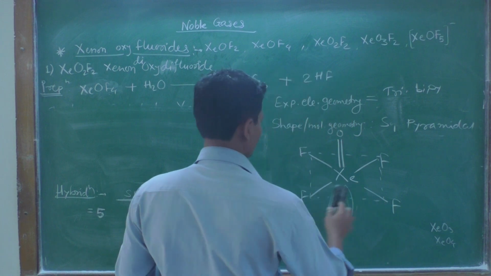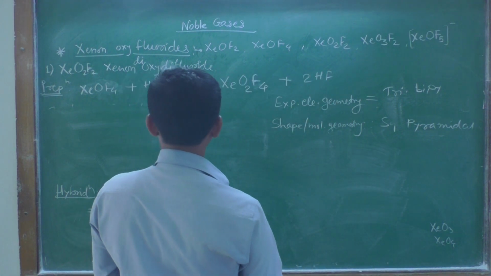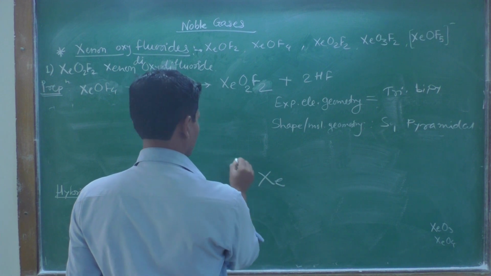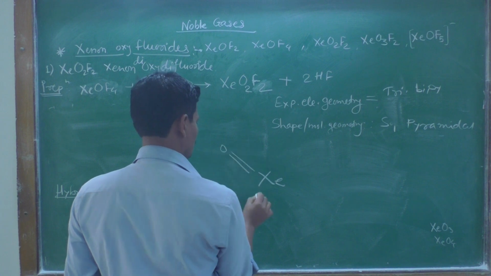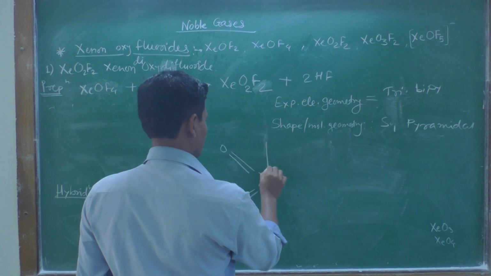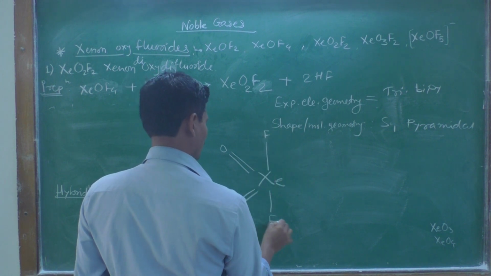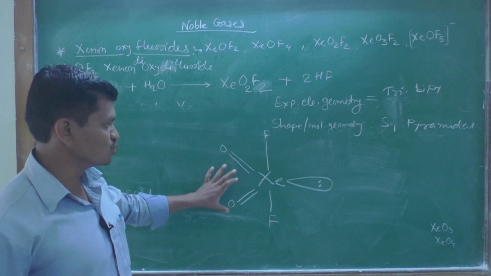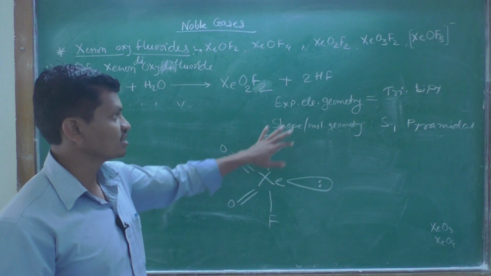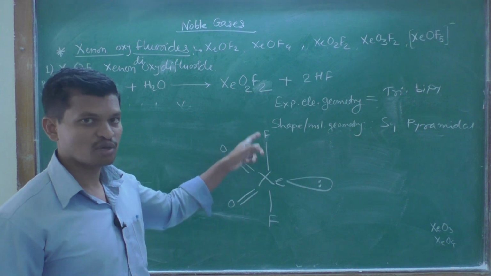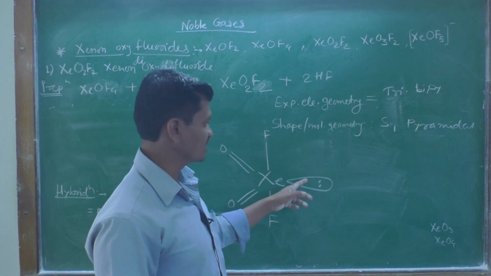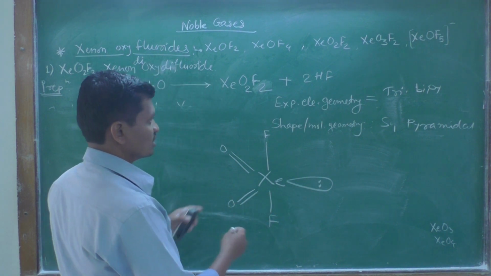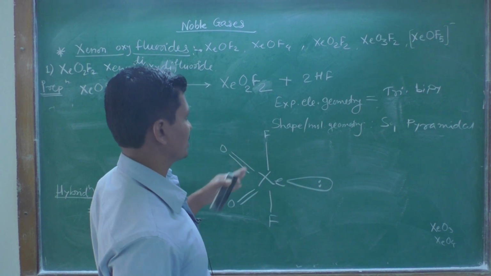We will try to draw the structure of this XeO2F2. So central xenon with 2 bonds with oxygen, fluorine, and this is the lone pair. So the 2 oxygens occupy 2 corners of the regular triangular base of this trigonal bipyramidal shape, and the 2 fluorine atoms take the axial positions, and one lone pair is present in this case, taking one of the triangular corners. So this is looking like a trigonal bipyramidal expected electronic geometry.